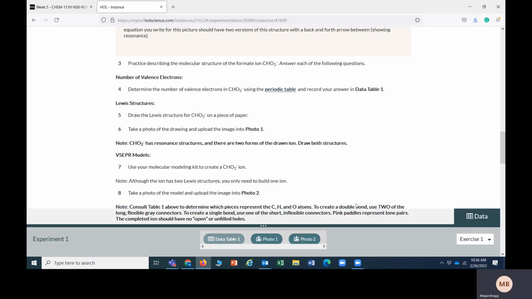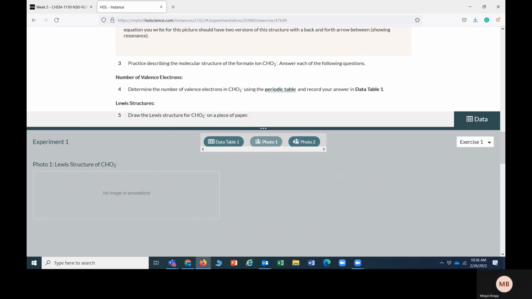And notice that there are photos right here. And you'll just upload those pictures. That's the model. And then here's the photo. Make sure that your photo has a back and forth arrow and that it has a picture on each side of the arrow because this has resonance.